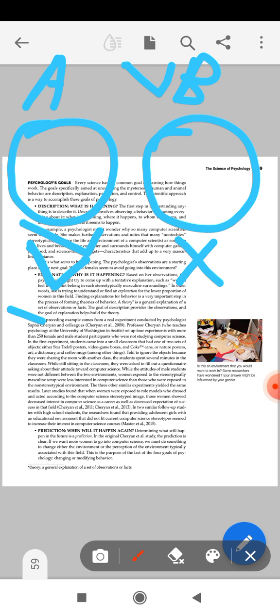Later studies found that when women were exposed to role models who dressed and acted according to the computer science stereotyped image, those women showed decreased interest in computer science as a career, as well as decreased expectation of success in that field. In two similar follow-up studies with high school students, the researchers found that providing adolescent girls with an educational environment that did not fit current computer science stereotypes seemed to increase their interest in computer science courses.